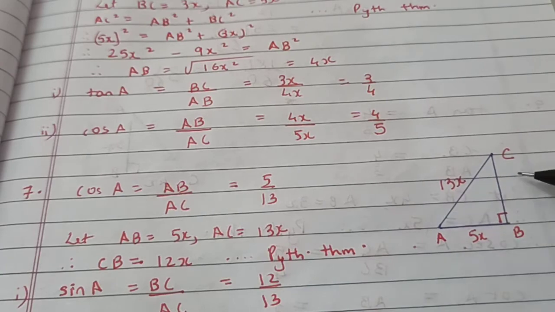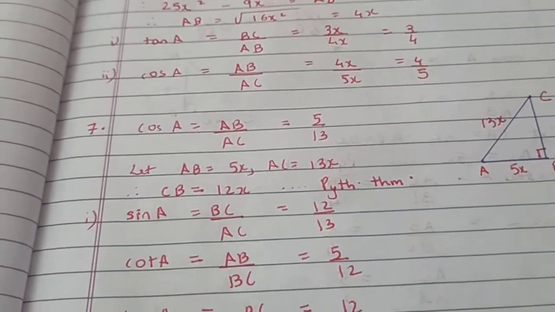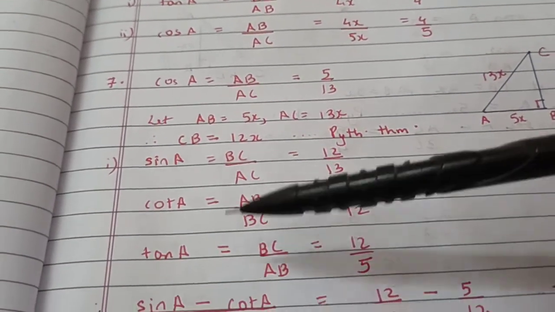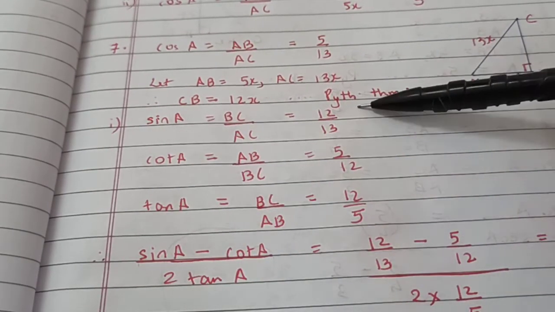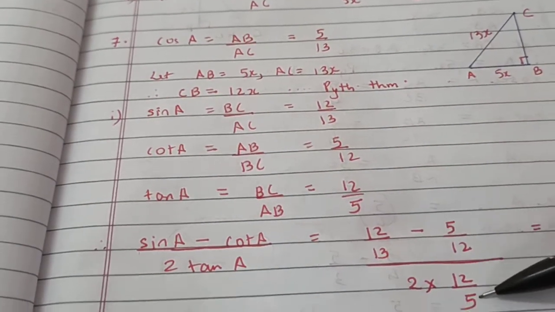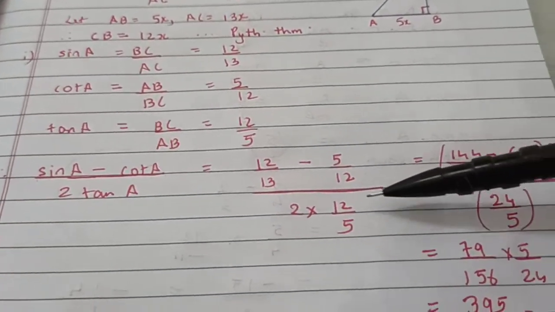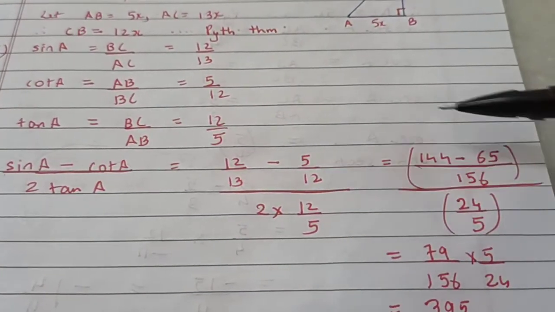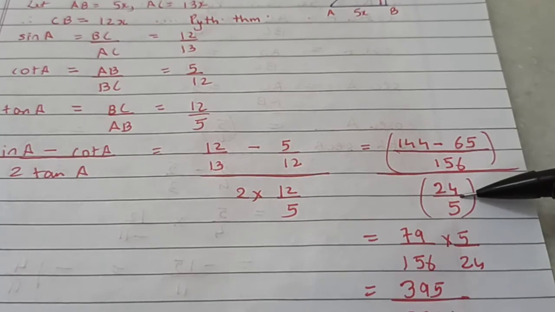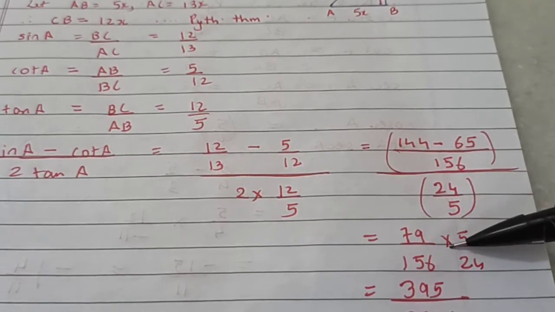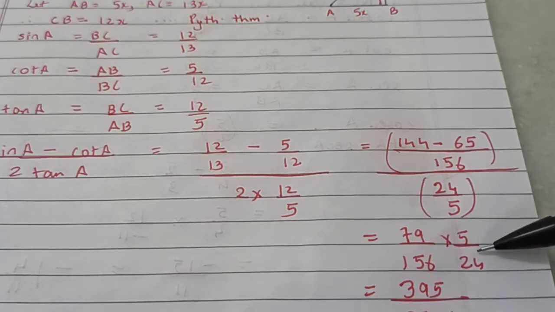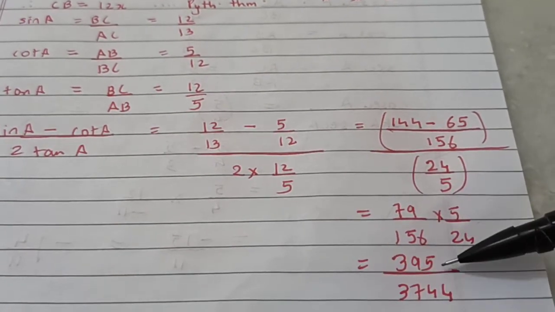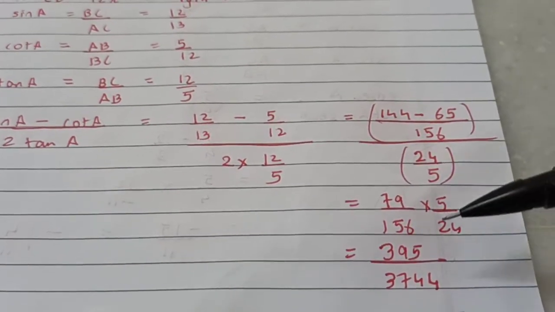Now that we know all three sides, we can find the ratios. Find sin A, cot A, tan A, and then this is what they have asked. So substitute all these values out here, and it's a normal algebra sum. Do the LCM, and when division becomes multiplication, we have to write the reciprocal of this out here. Reduce it as much as possible. If not, then leave it as it is, and this is your final answer.